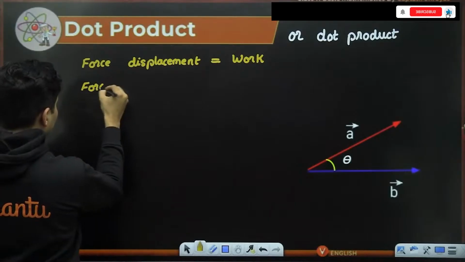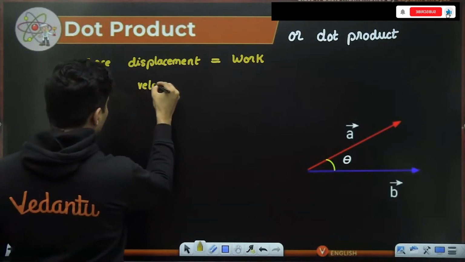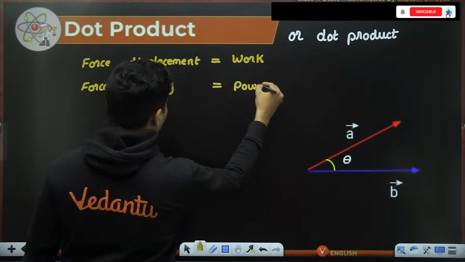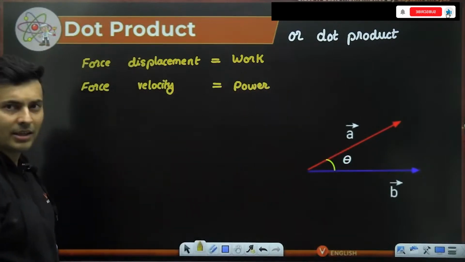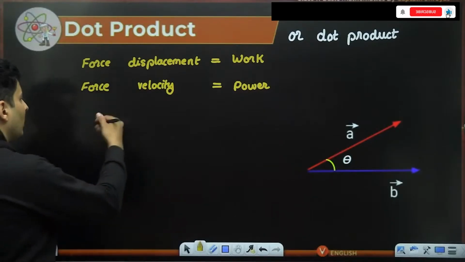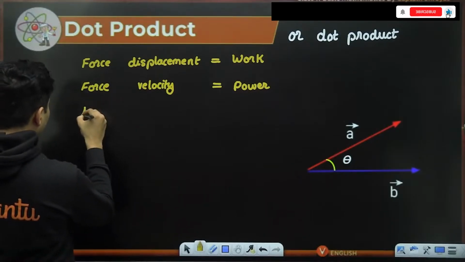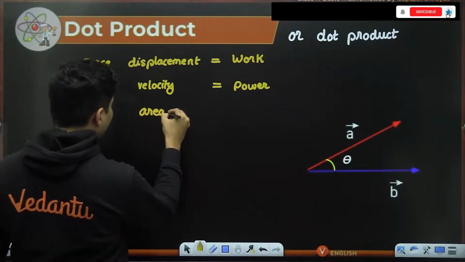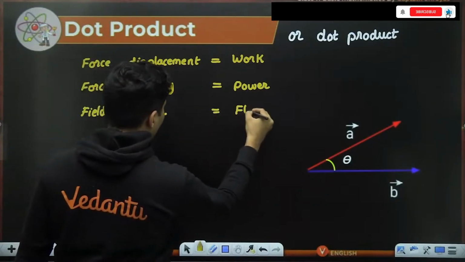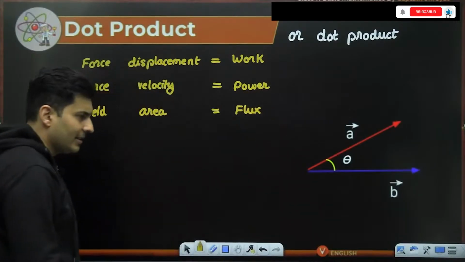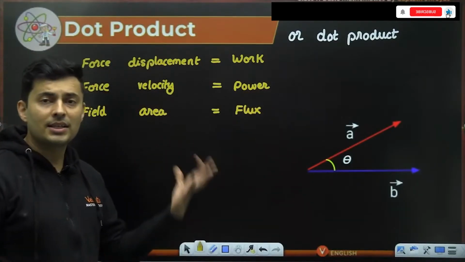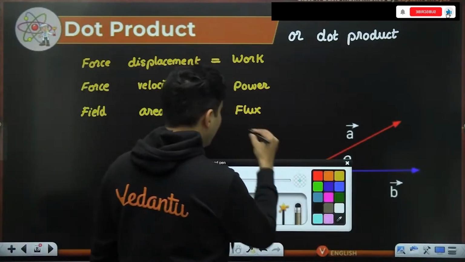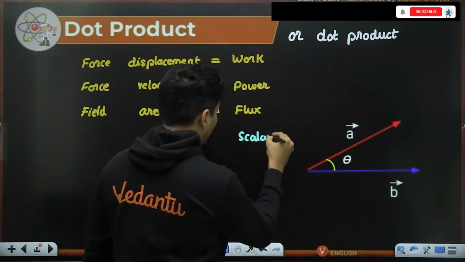Or you have force and you multiply it with velocity, which is also a vector quantity. The outcome is a scalar quantity, which is nothing but power. Later on, you will also see things like electric field or magnetic field multiplied by an area vector. That will give you flux, which is a scalar quantity. So there are many such things in physics which are all scalars as an outcome.